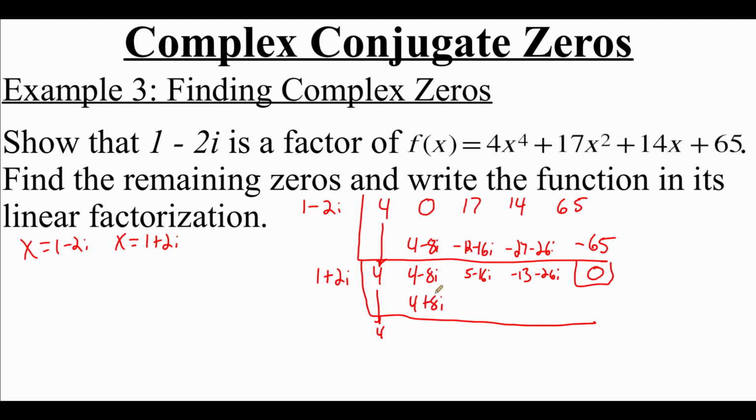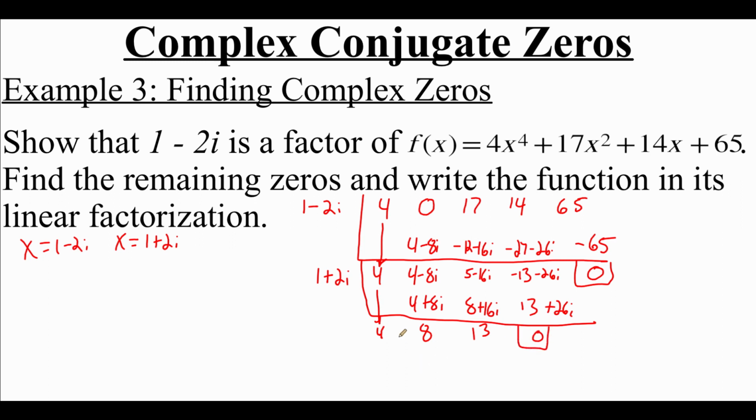When I add these together, the -8i and the +8i are going to cancel each other out, but the 4 plus 4 gives me 8. 8 times 1 plus 2i gives me 8 plus 16i. When I add these together, the -16i and the +16i cancel each other out, but the 5 plus the 8 is 13. 13 times 1 plus 2i gives me 13 plus 26i. And I can see that the 13s and the 26i's are going to cancel each other out in there, leaving me with 0 as a remainder.